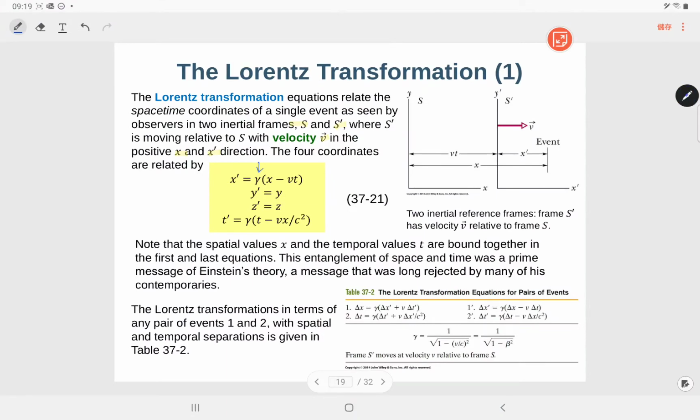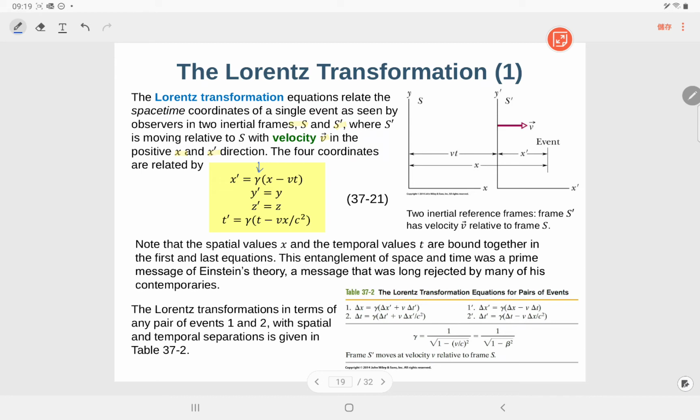So in this case, for Newtonian motion, you just need to remove this gamma factor, the Lorentz factor. But here we need to consider this gamma factor to make everything all right.